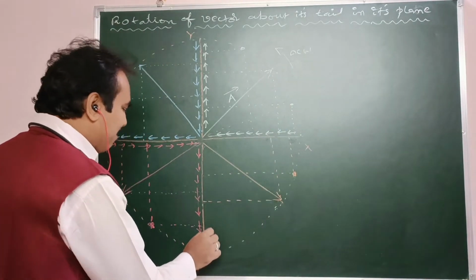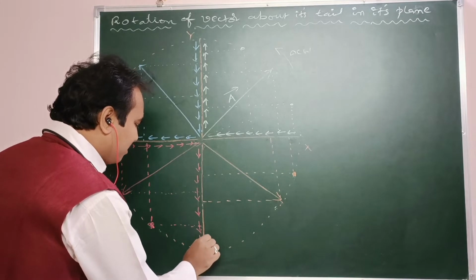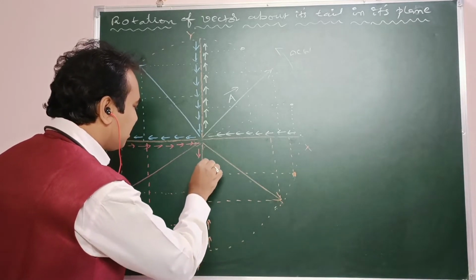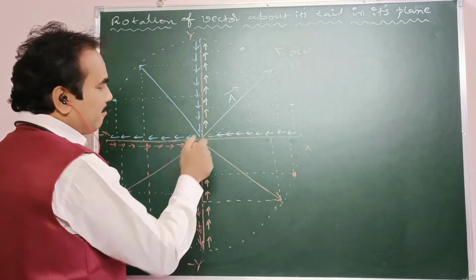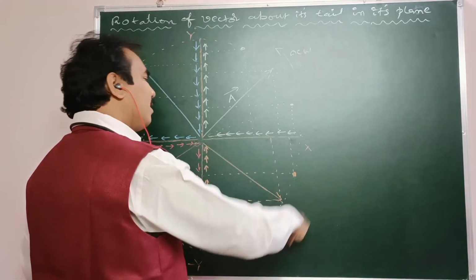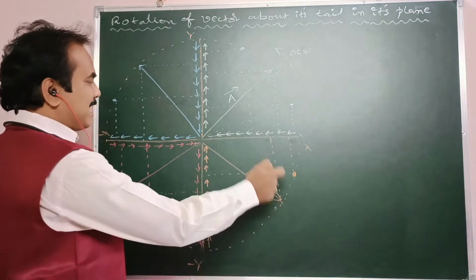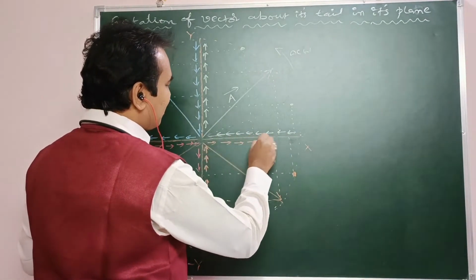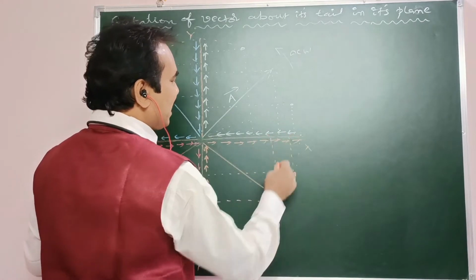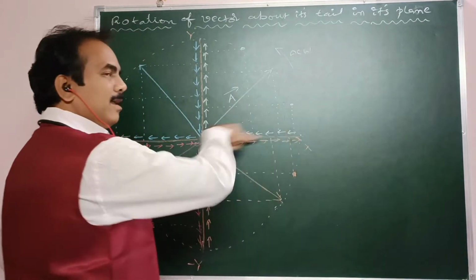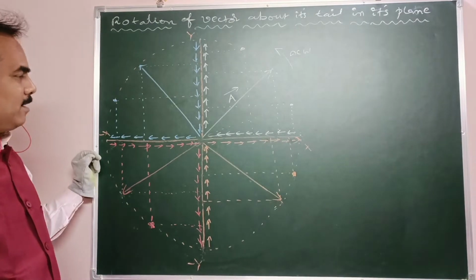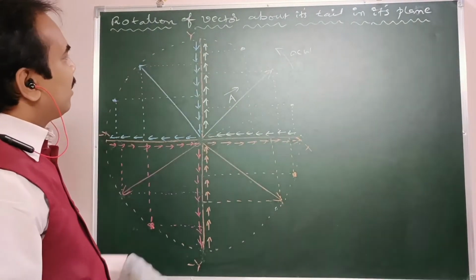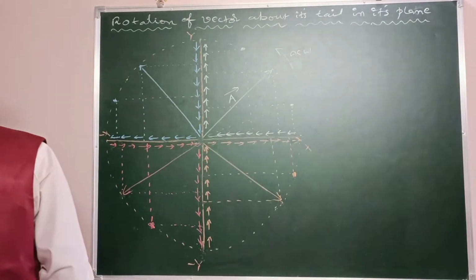What happens here? Y coordinate decreases and becomes 0 when this vector reaches positive x direction. At the same time, x coordinate increases and becomes maximum when it aligns positive x direction like that. Okay, so this is about rotation of a vector about its tail in its plane.